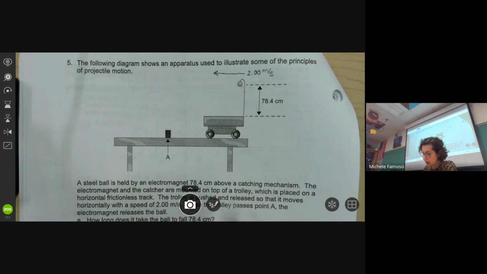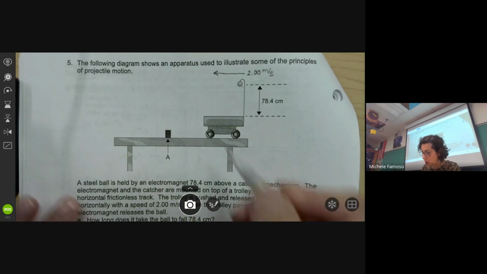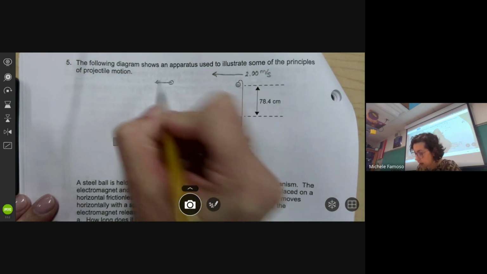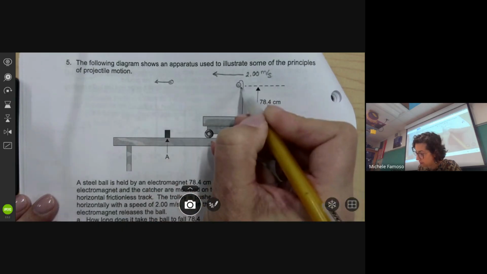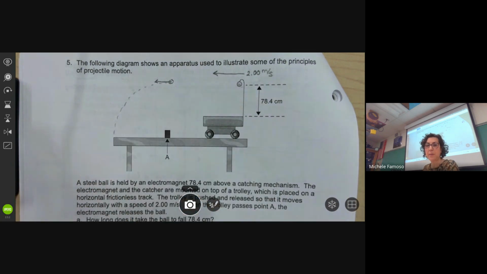Now, when the trolley passes point A, the electromagnet will release the ball. So when we get to this point and the ball is here, it has a horizontal velocity, but it will then be released from this and will then come down to the ground, making its parabolic shaped trajectory down to the tabletop.